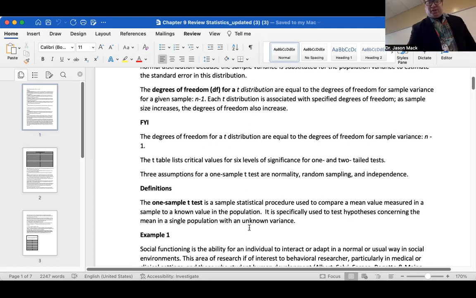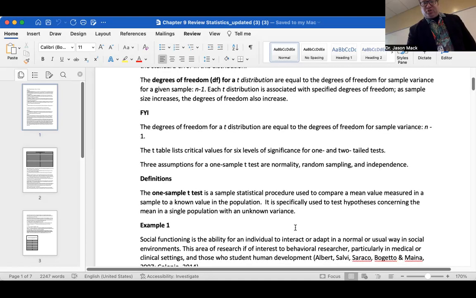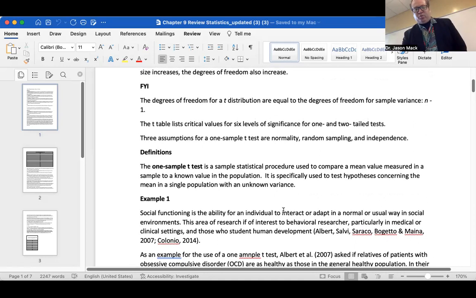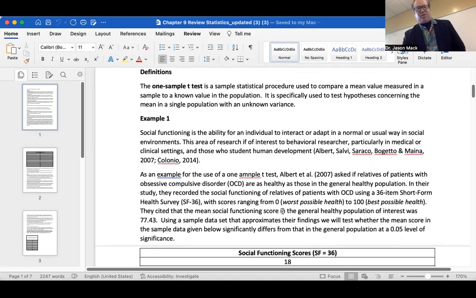The 1 sample t test is a statistical procedure used to compare a mean value measured in a sample to a known value in the population. It is specifically used to test hypotheses concerning the mean in a single population with an unknown variance. All right, example 1. We'll walk through example 1, and then we'll either do the next one as a class, or I'll give you a little time to work for a few minutes, and then we'll go over the steps.